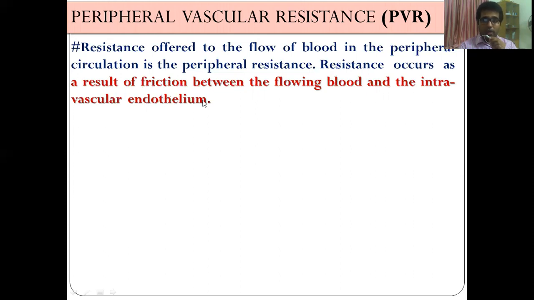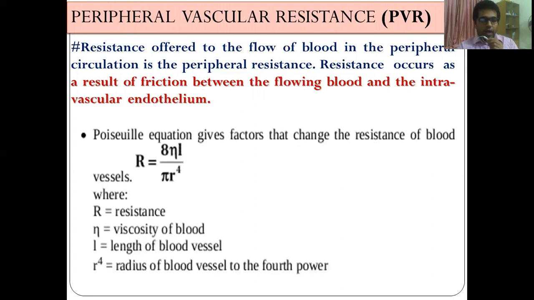That means if there is more friction, the resistance will be more. If there is less friction, resistance will be less. Now, Poiseuille's equation gives the factors that change the resistance to blood flow. Here you can see the equation. This resistance is directly proportional to the viscosity of the blood, expressed as eta, and L, which indicates the length of the blood vessel.